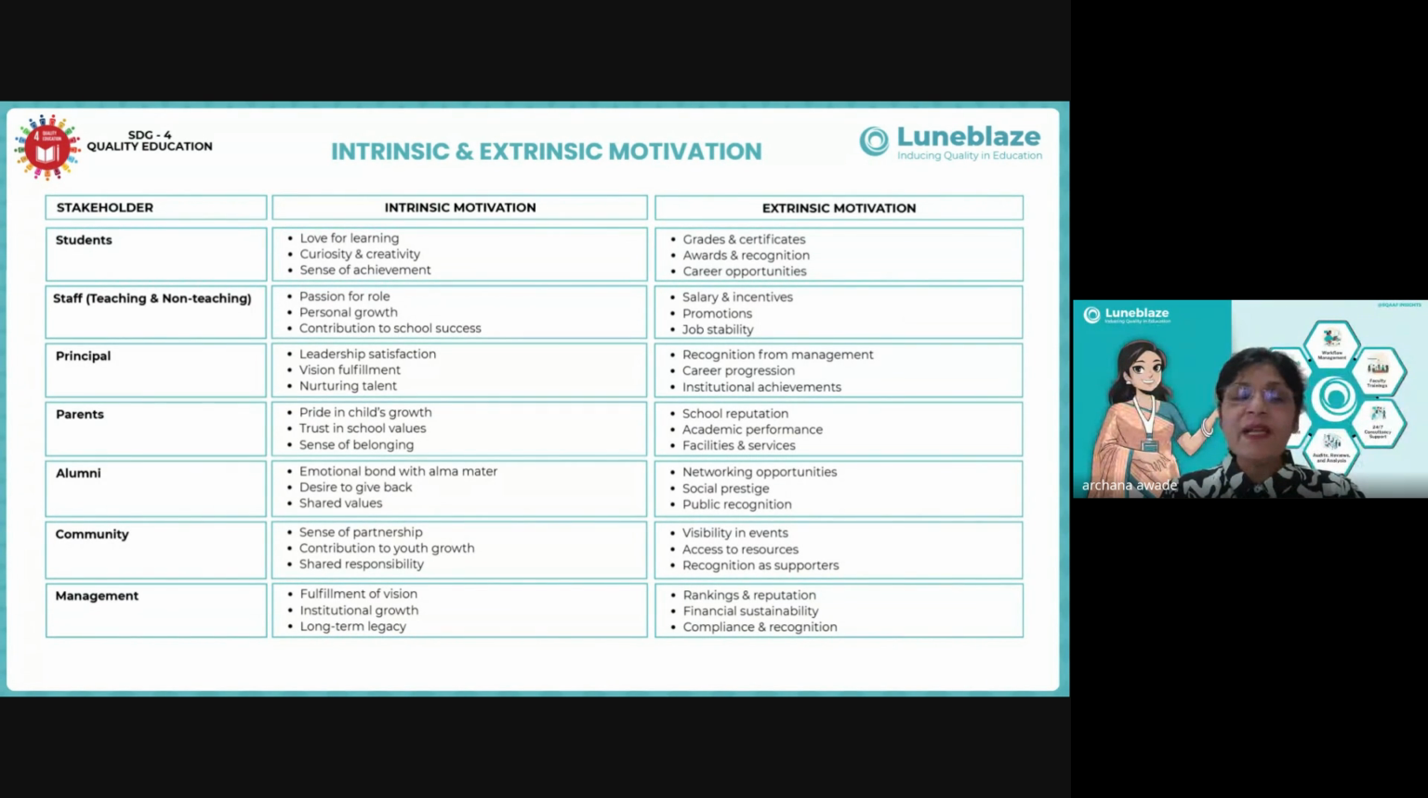And for the alumni, how they belong, whether their feedback is taken, giving feedback to the school, their belonging with the school will be the intrinsic factor, whereas networking, the prestige associated with the school, access to the resources, and recognition for their support will serve as the extrinsic factors for the alumni.